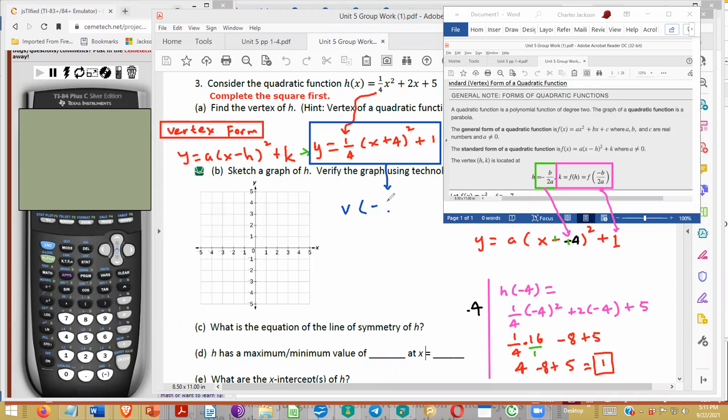Vertex is -4, 1. The thing that's subtracted from x, and then the outside thing just straight in. And of course, we have learned graphing by transformations, and so we can picture this parabola. You got a parabola, shift it 4 to the left, vertically compress it, raise it 1 unit.